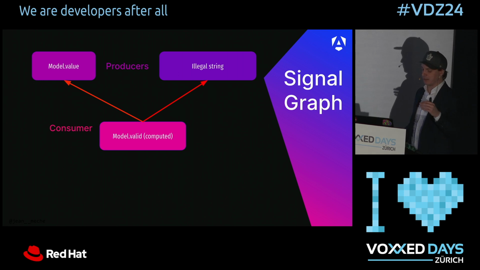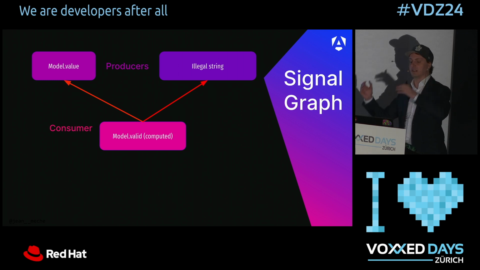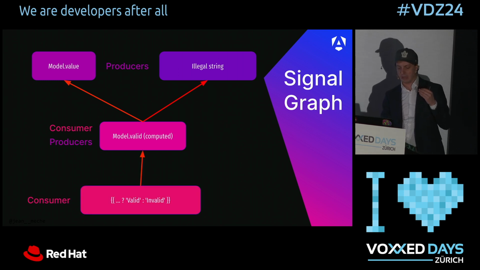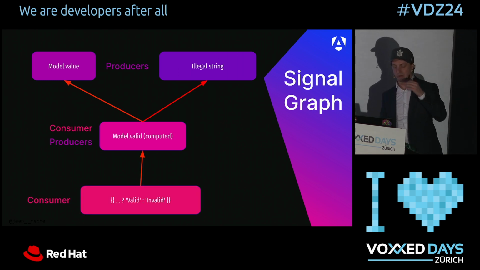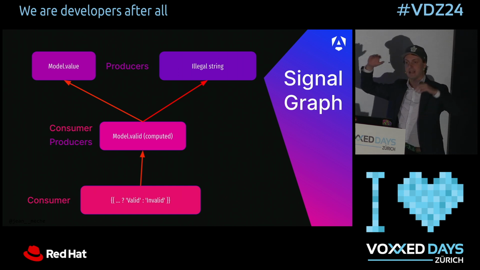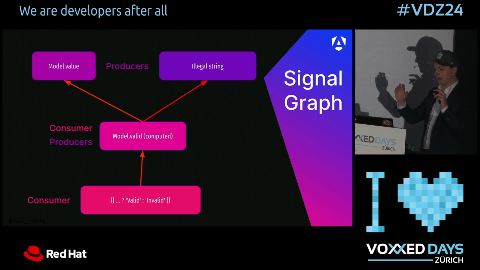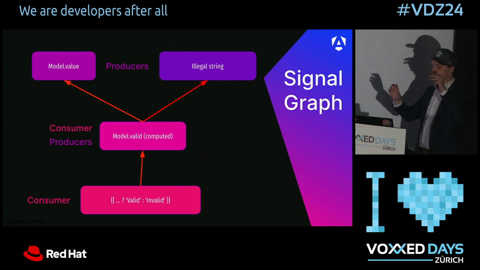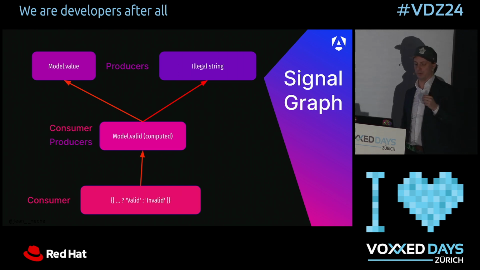So the computed here becomes a consumer and consumes the model and the value just to know if it's valid or not. But a consumer can also be a producer for someone else. And this is what happens here. The computed becomes a producer for the template. And you see that down here the template becomes a consumer of the computed. So here we see that we have a basic hierarchy of a signal graph with consumers, producers, and end consumers.